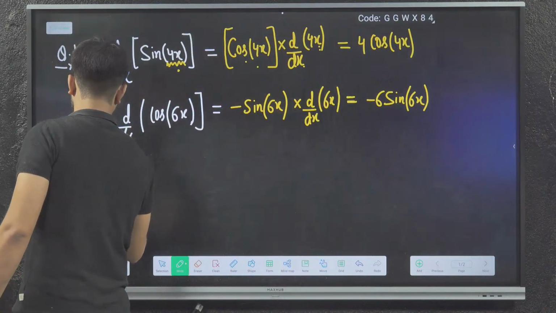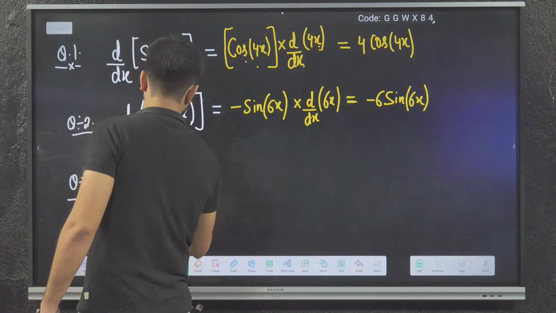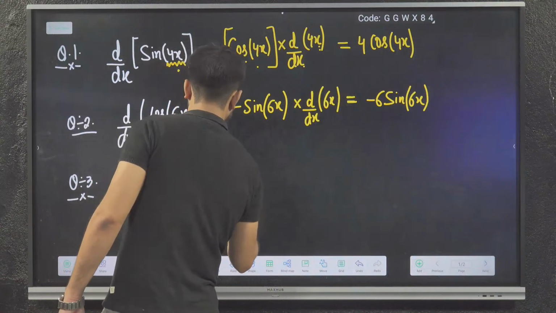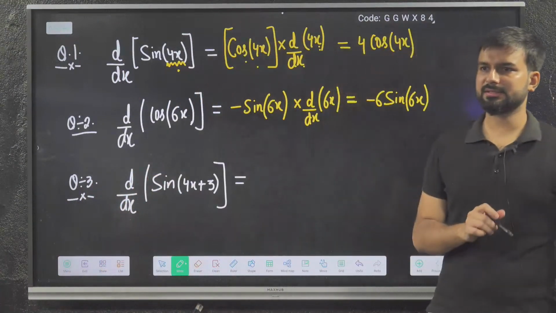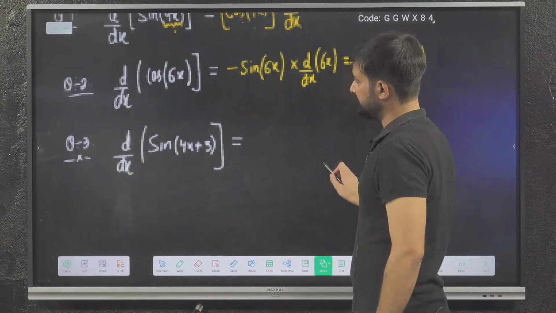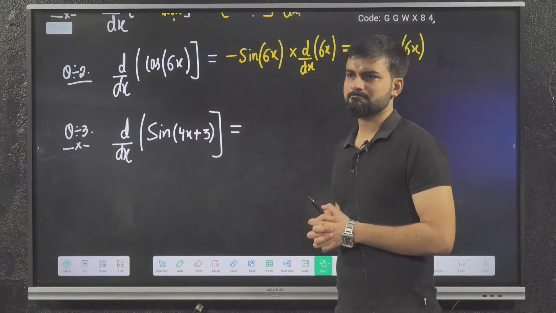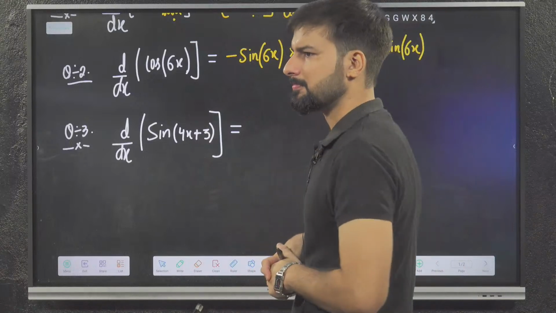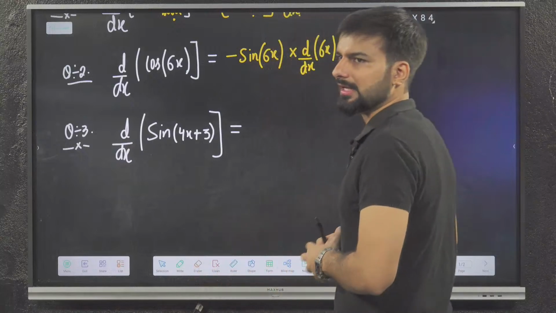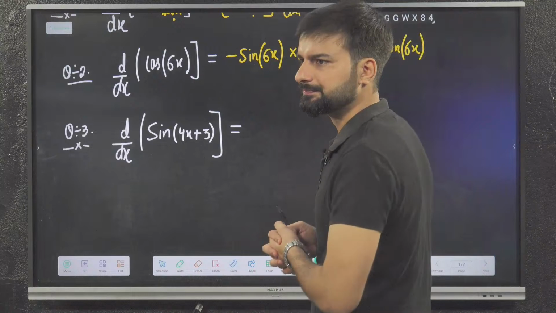Okay, one more question. One more question I will ask. Question number 3. d by dx of sine of 4x plus 3. Now tell the answer. The angle is 4x plus 3. Tell me this question answer. Sine 4x plus 3. Everyone tell me the answer fast.